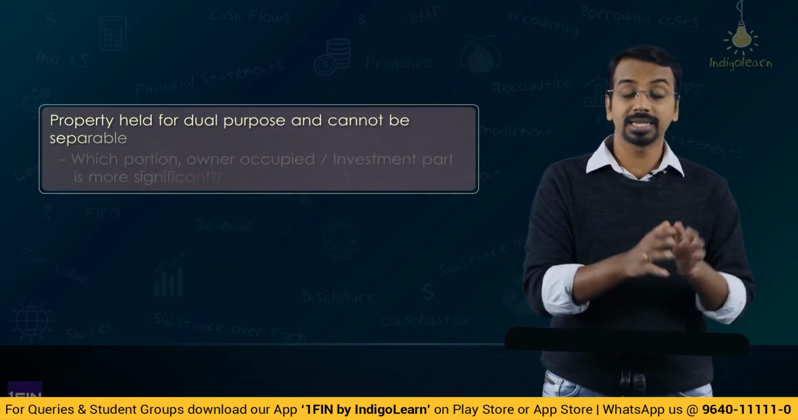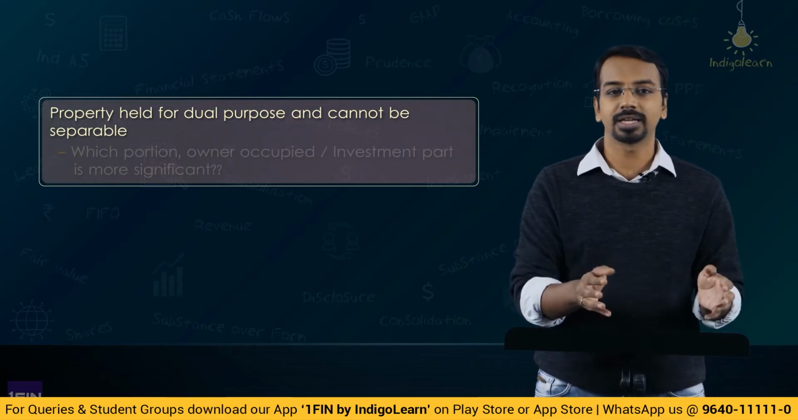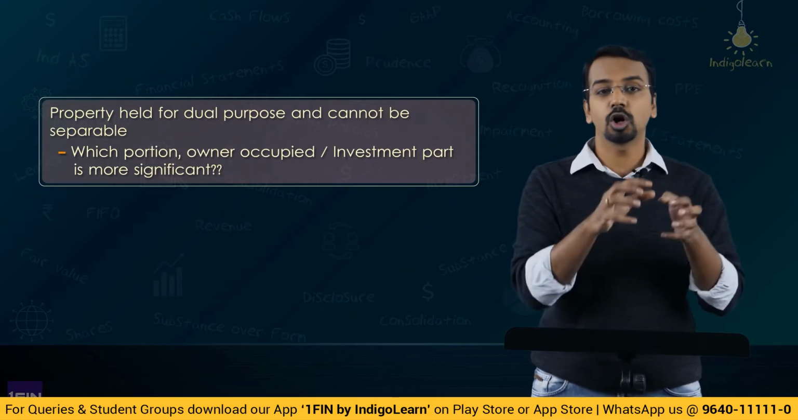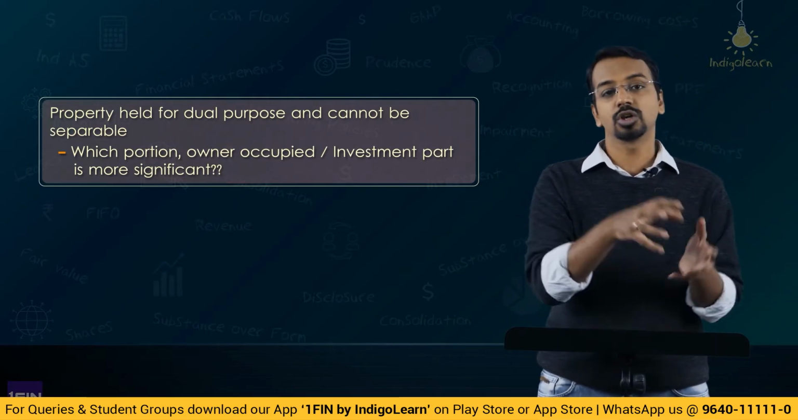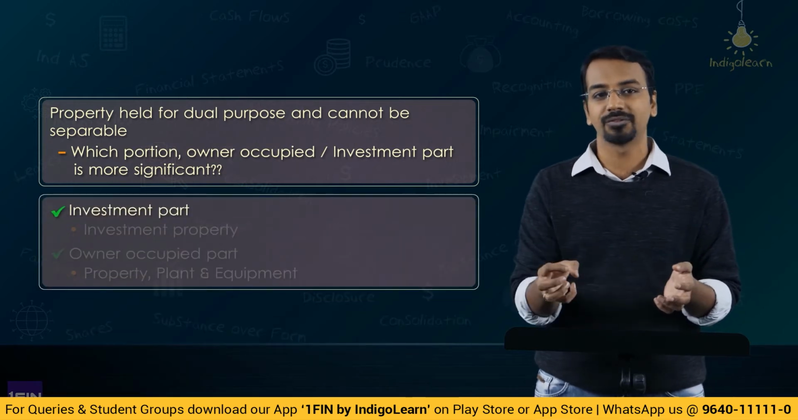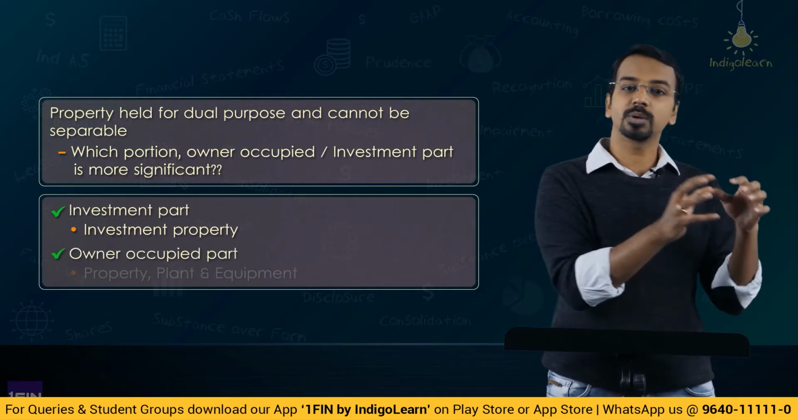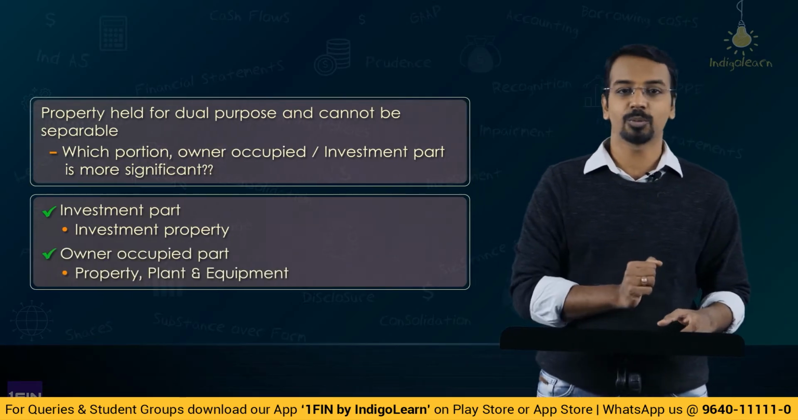Right. If a property is held for dual purposes and they cannot be separated, how do we classify? In that case, you have to see which portion is more significant. Is the owner occupied portion more significant or the investment property part more significant? So, if owner occupied part is insignificant, then you will classify that as investment property. If the investment property part is insignificant, you will consider that as property, plant and equipment.